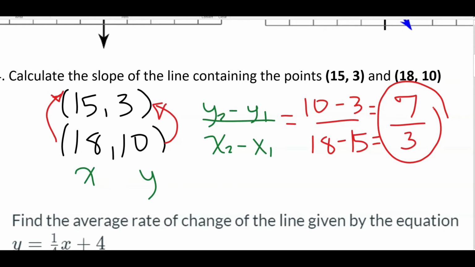Now, if those 2 points were on a graph, I could just count between the 2 points. But if you're just given the 2 points and you don't have a graph, calculate the change in Y, those last 2 numbers in the set, and then the change in X. Just make sure you go the same direction. If I said 10 minus 3, I have to say 18 minus 15 because I have to do the same order from point A to point B. And that will give me the slope between 2 points.